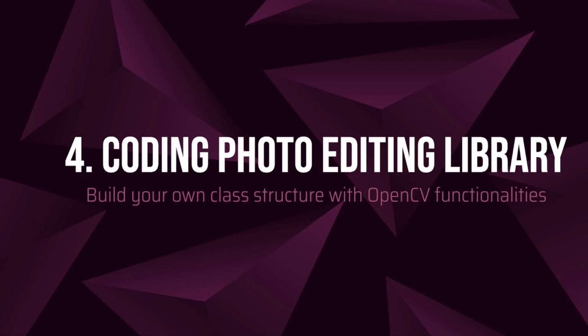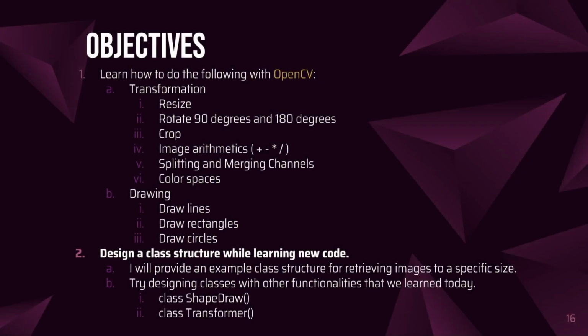Finally, the coding part. Build your own class structure with OpenCV functionalities. We'll learn how to do the following with OpenCV. First, transformation, including resize, rotate, crop, arithmetic, splitting, and merging, and color spaces. And second, drawing, including how to draw lines, rectangles, and circles. Then we'll design a class structure while learning new code.